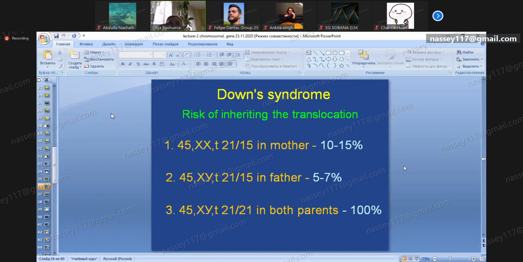The risk of inheriting the translocation you can see on this slide. If the translocation occurs in the mother, the risk will be around 15%. In the father, around 5-7%. And when you can see translocation in both parents, the risk will be 100%.